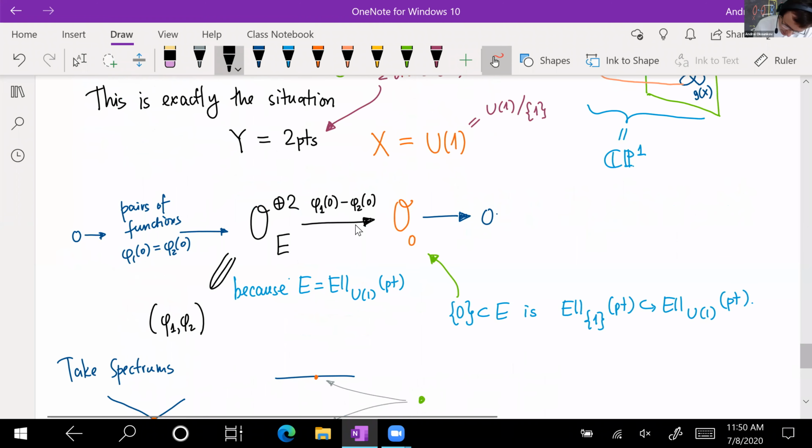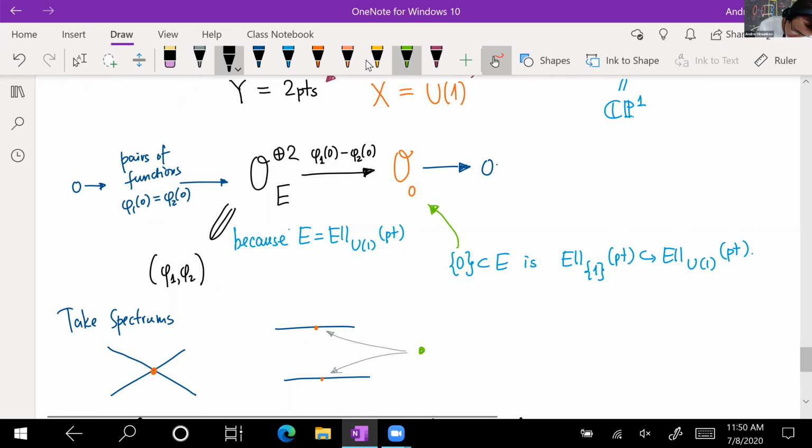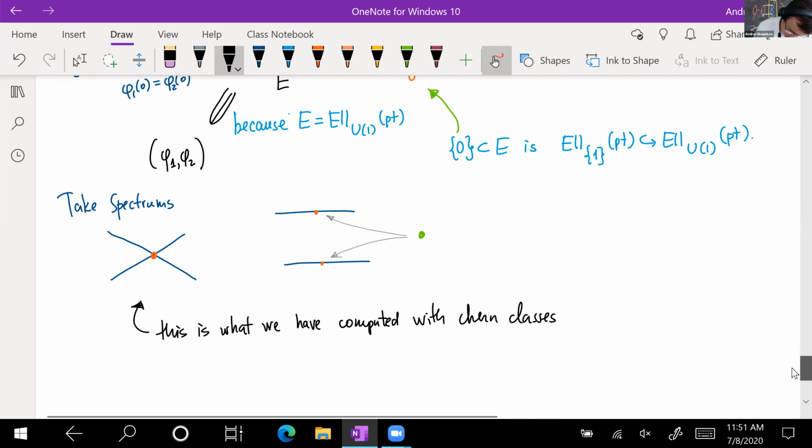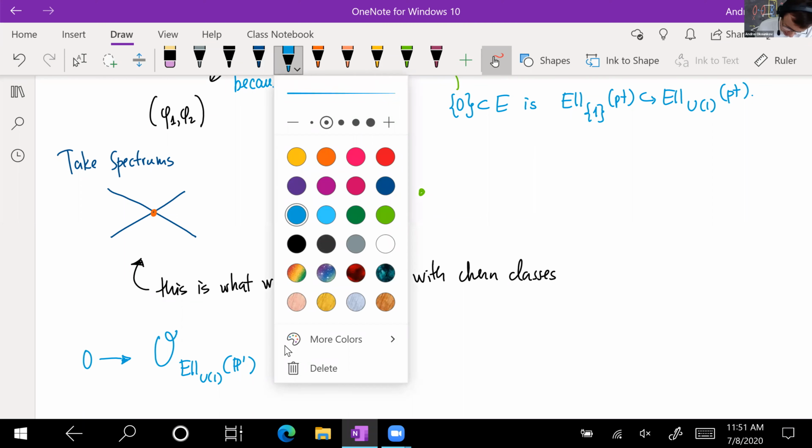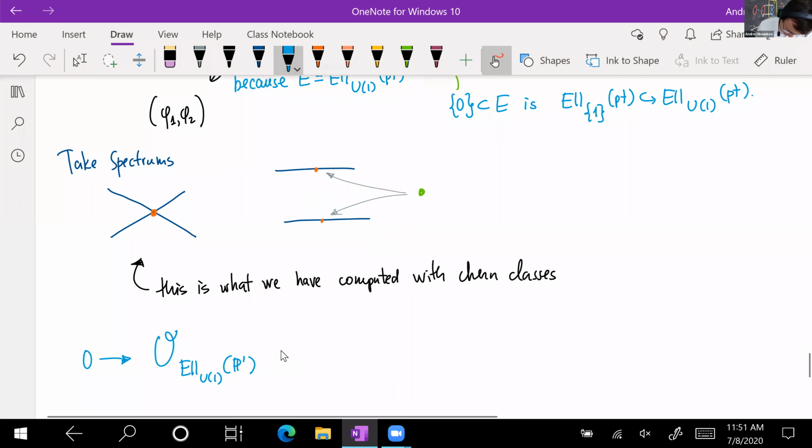And this exact sequence is the normalization. So we take functions, O of elliptic U1 of P1. These are functions on the union of two elliptic curves at a point. Then this map here is the normalization.